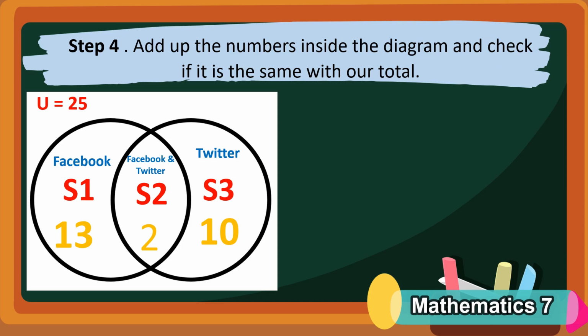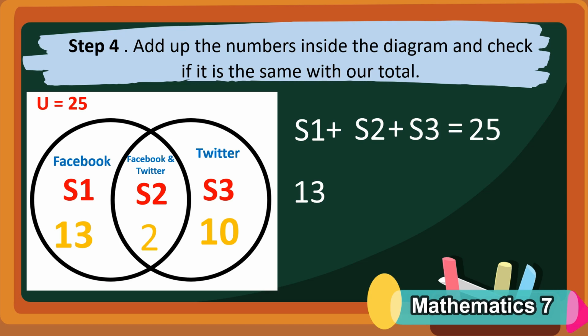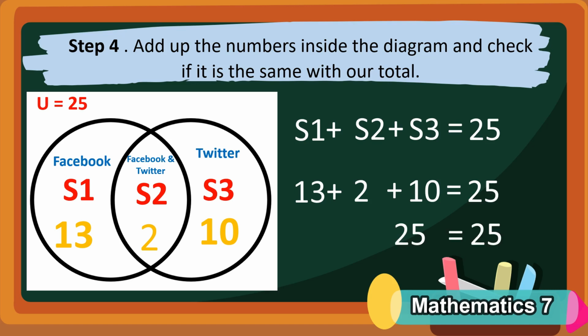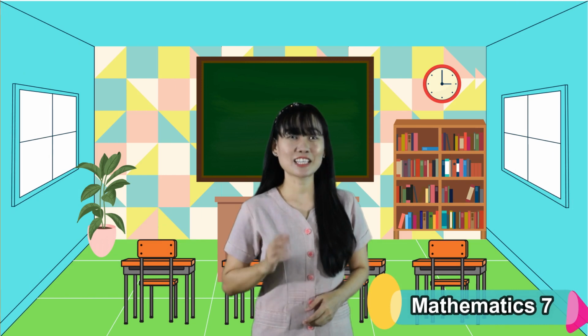Step number 4. Add up the numbers inside the diagram and check if it's the same with our total. S1 plus S2 plus S3 should be equal to 25. 13 plus 2 plus 10 is equal to 25. Did you come up with the same answer?